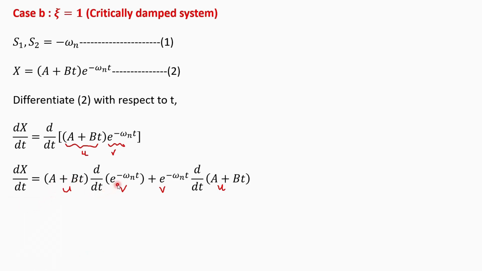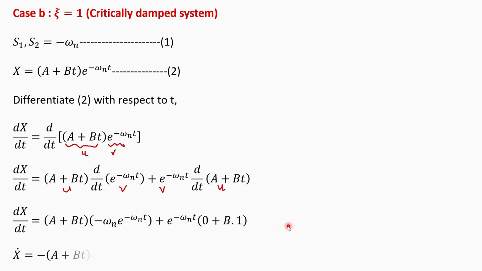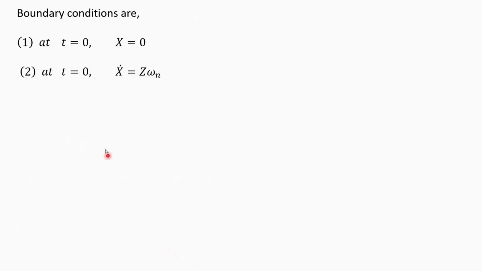So u is this term, derivative of e raised to minus omega n t, plus v as it is, derivative of u. So a plus bt as it is, derivative of e raised to minus omega n t is minus omega n e raised to minus omega n t. This term as it is, derivative of a, which is constant, is 0, and b is constant, but t with respect to t is 1, so it is b. Take this minus sign outside, so minus a plus bt omega n e raised to minus omega n t plus b e raised to minus omega n t. So this is our third equation.